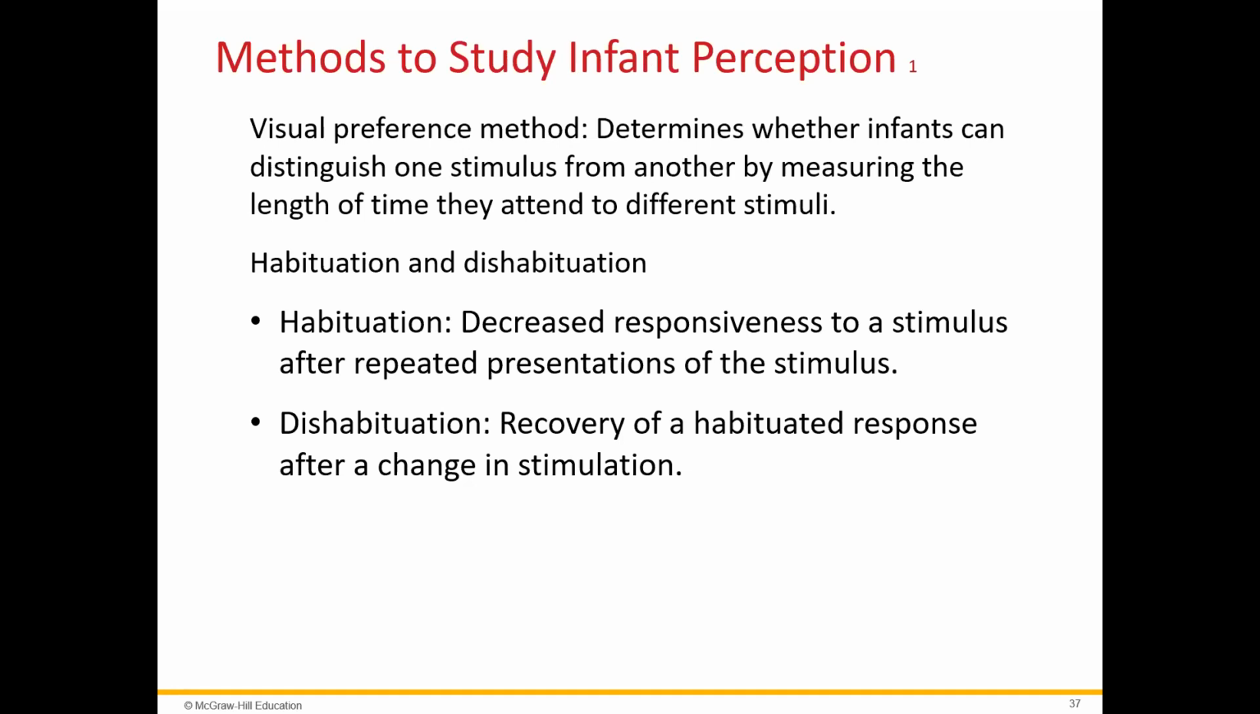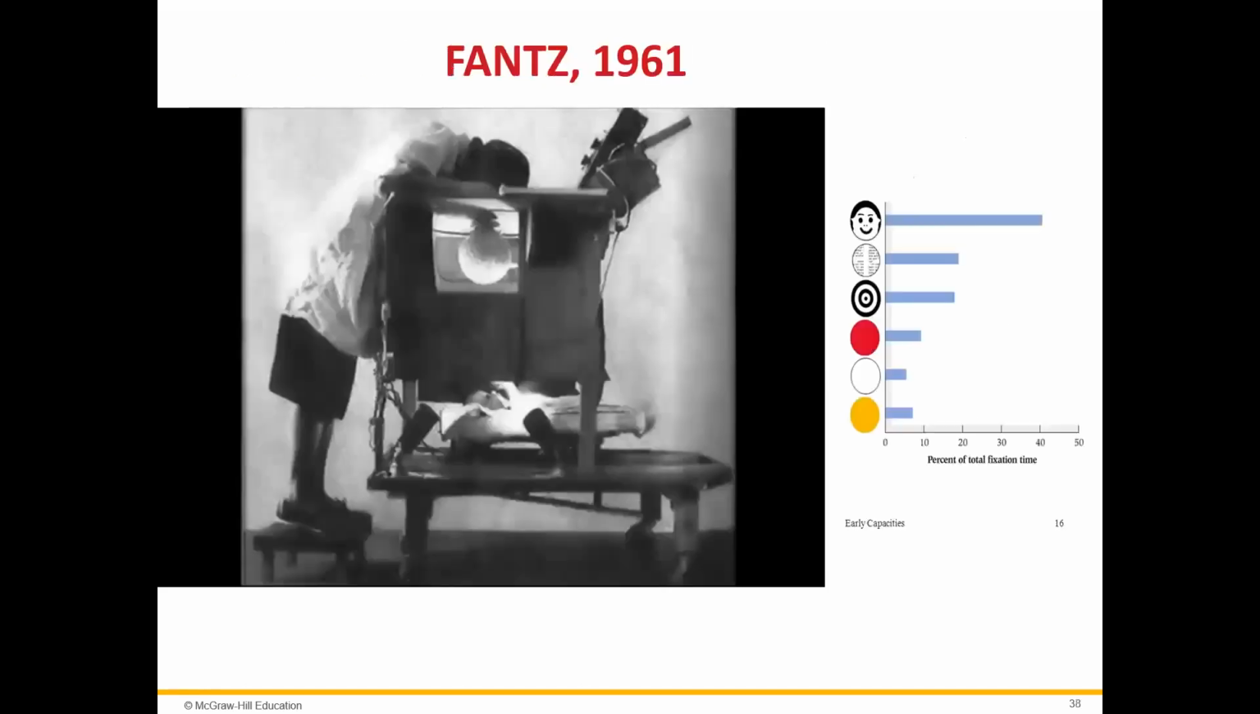Okay, how do we study infant perception? A couple methods we'll talk about here. The first one is the visual preference method. This method determines whether infants can distinguish one stimulus from another by measuring the length of time they attend to different stimuli. So this method has been around for a while. I'm going to go ahead to the next slide.